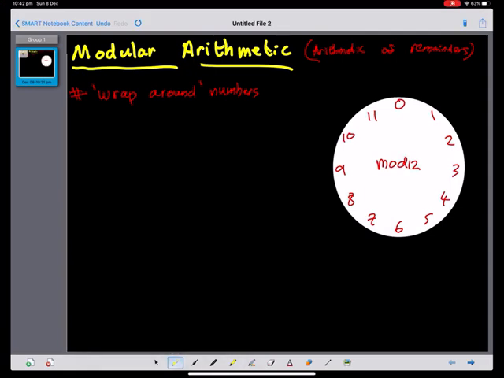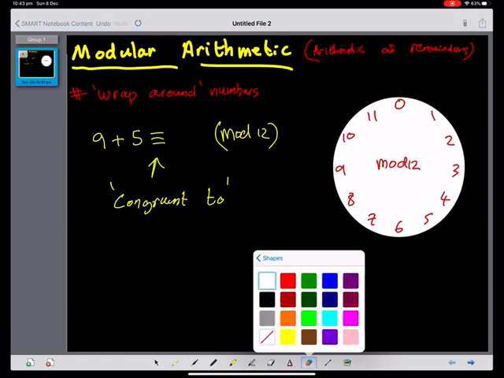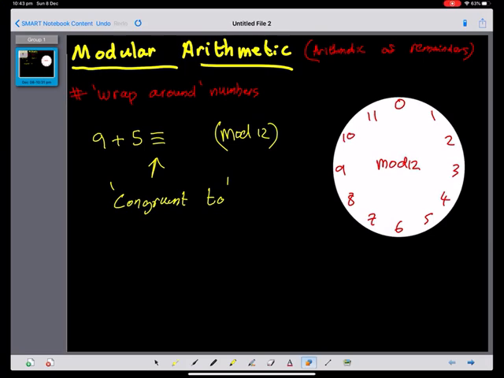Let's do 9 plus 5, and we want to work in mod 12, and this means congruent to. Okay, and in this context, congruent to means has the same property on division by 12. I'm just going to repeat that. In this context, congruent means has the same property on division by 12.